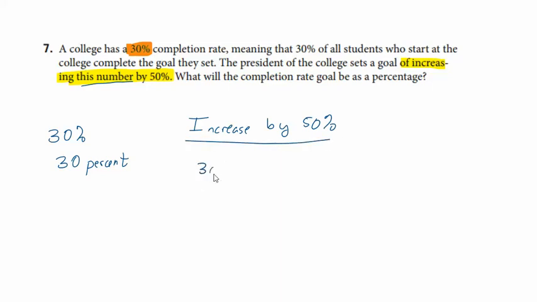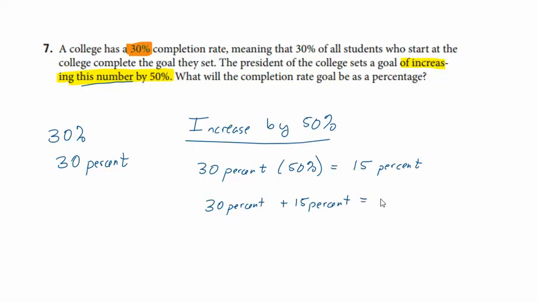Okay? So we have our 30%, and we're going to find 50% of that. So we're going to multiply that by 50%, and that's going to give us 15%. Half of 30% would be 15%. Now if I'm going to increase by 50%, I need to take my 30% and add on my 15%, which is my 50% increase. And that's going to give me 45%. I guess I wrote percent twice. I don't really need to do that. I think this problem's a little bit tricky with all these percents.